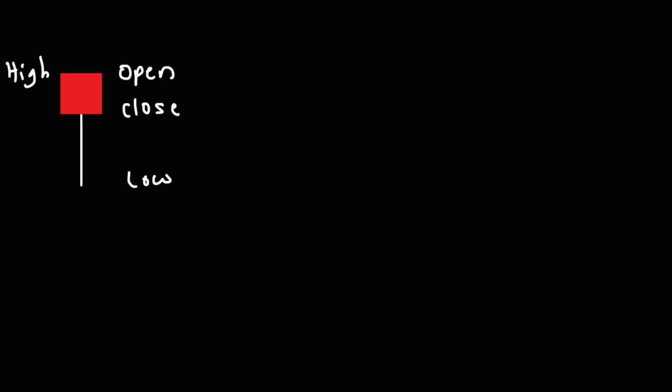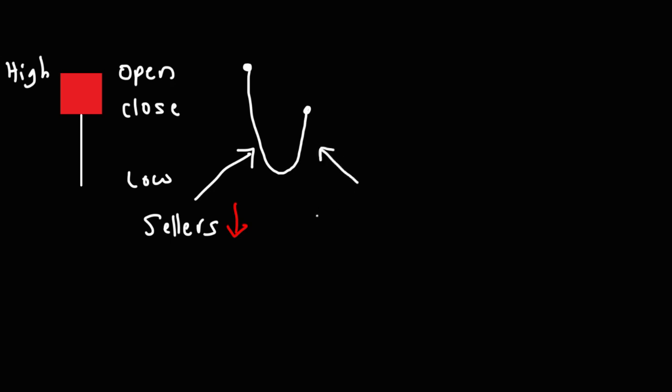Now what's happening here? Well, for one thing, the price is going to start at the open, and then it can go down to the low and then back to the close. So that's one possibility. During the first half, the sellers are in control and they are driving the price of the stock down. Now during the second half, the buyers are in control and they're driving the price of the stock back up to the close.